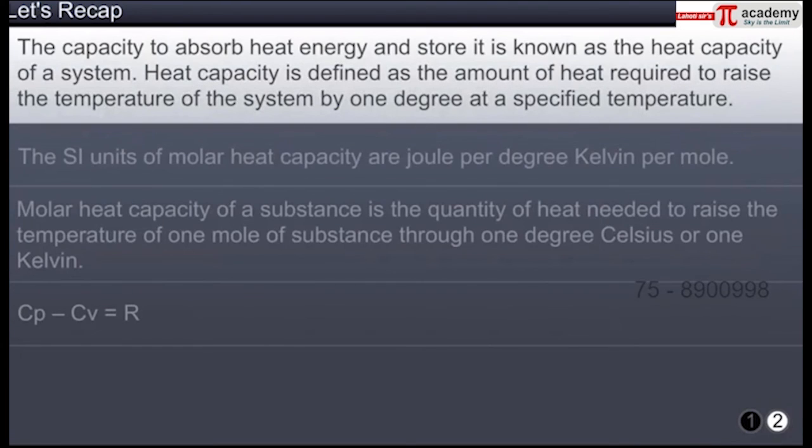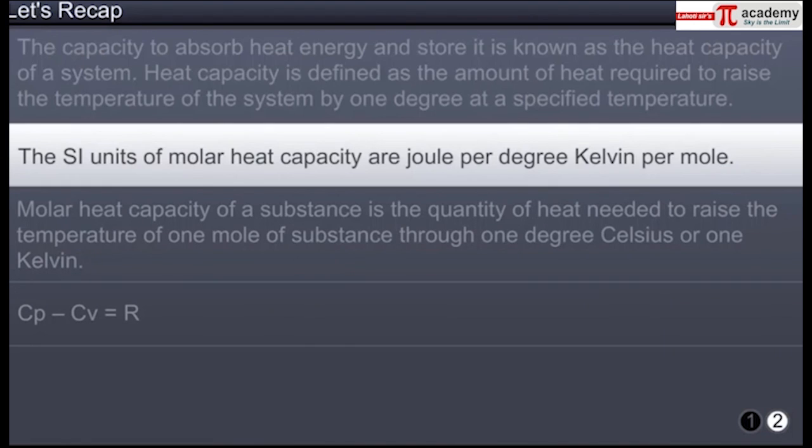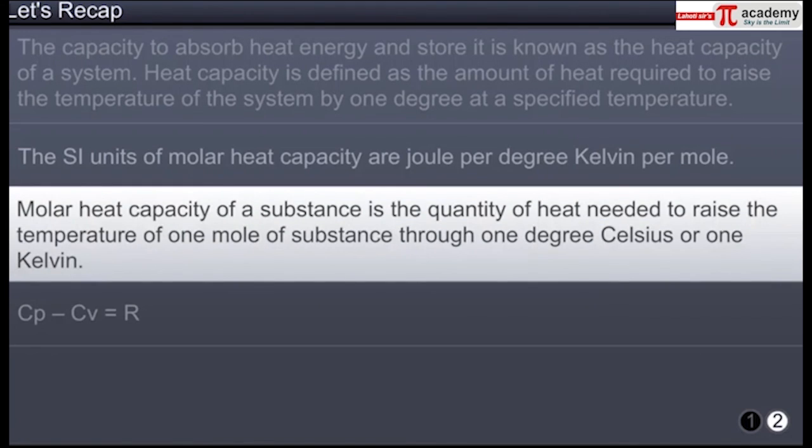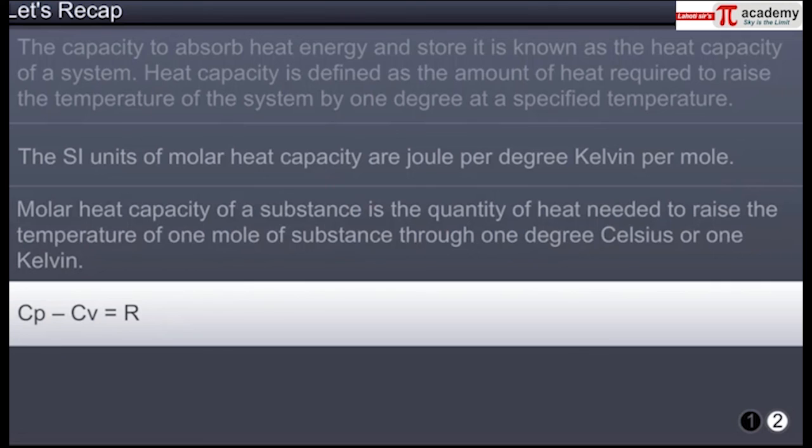The capacity to absorb heat energy and store it is known as the heat capacity of a system. Heat capacity is defined as the amount of heat required to raise the temperature of the system by 1 degree at a specified temperature. The SI unit of molar heat capacity is Joule per degree Kelvin per mole. Molar heat capacity of a substance is the quantity of heat needed to raise the temperature of 1 mole of substance through 1 degree Celsius or 1 Kelvin. Cp minus Cv is equal to R.